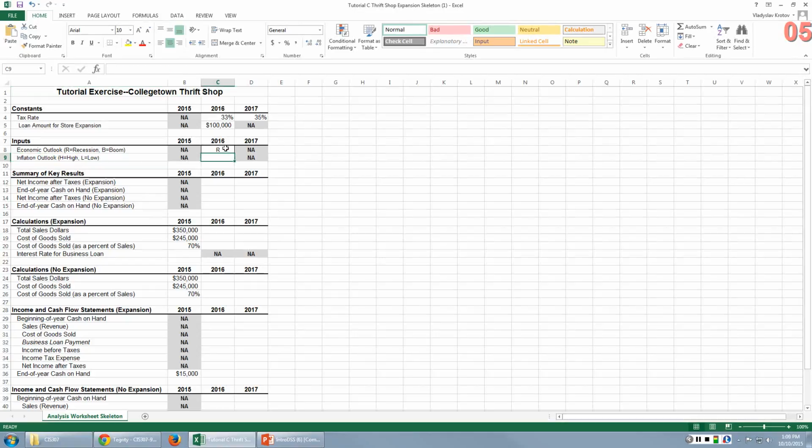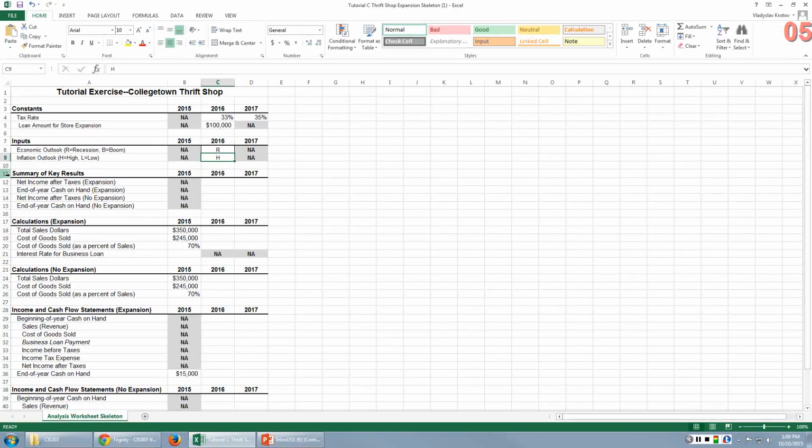Okay, so you have recession, and then you have outlook for inflation, high or low. So the book asks you to put H, I believe, right? Okay, so this is the input section. Now this section is the summary of key results. This section is not very complicated because basically it replicates other sections.